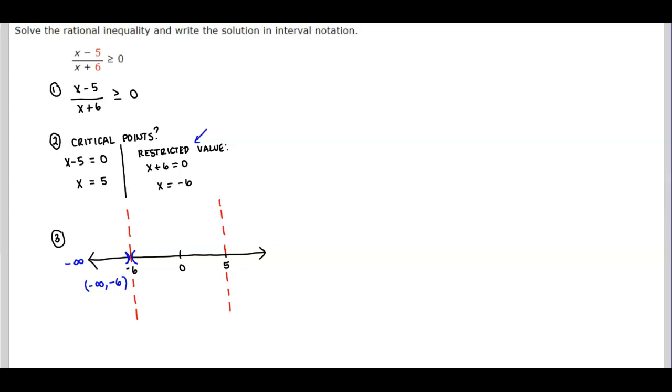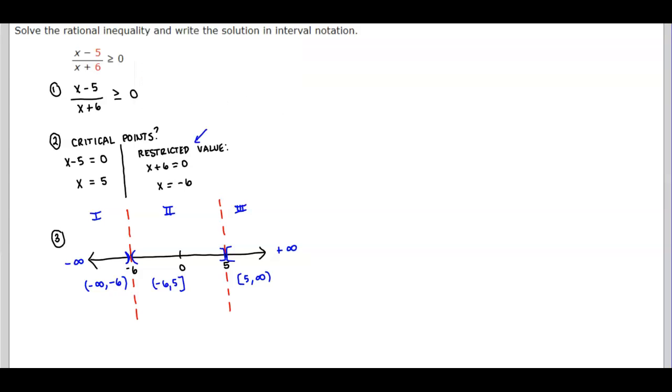Now 5 can make the expression 0, it's not a restricted value, and it says greater than or equal to. So we're going to have a bracket here at 5. This interval is going to go from negative 6 to 5 with a bracket. And then we're going to have a bracket at 5 going to positive infinity. And therefore that is that region. So here's region 1, here's region 2, and there's region 3.